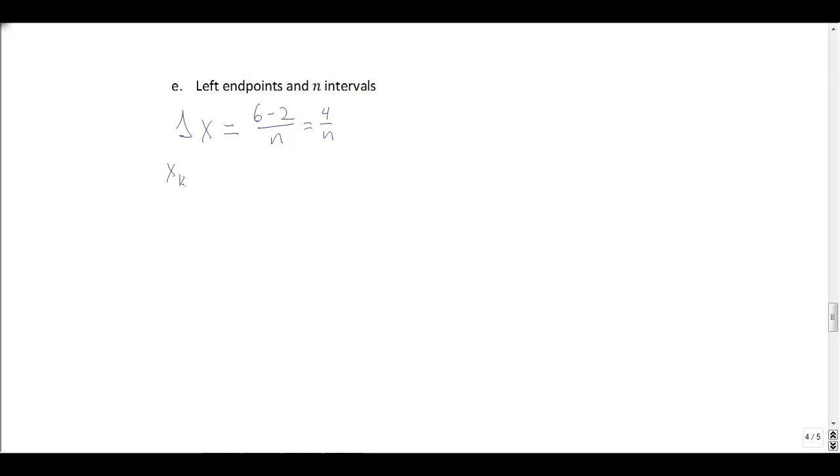Let's see, my x sub k, that's really my left endpoint. It's going to start at 2 plus k times delta x. So that's 2 plus really 4k over n, and that's going to be for k equals 0 up to k equals n minus 1. So I have to have n total rectangles. And then my f of xk, so it was x squared plus 4x, so that's 2 plus 4k over n squared, plus 4 times 2 plus 4k over n. So there's my f of xk.